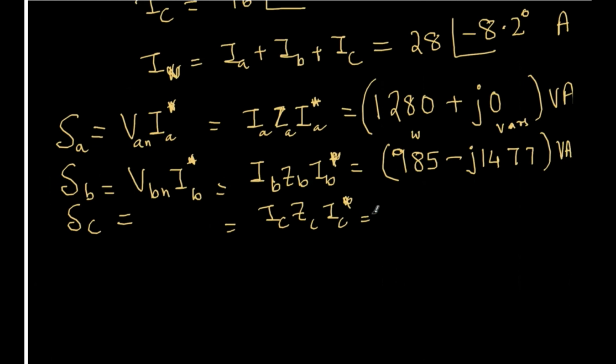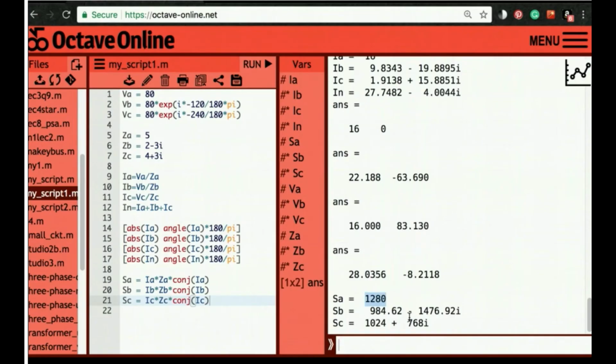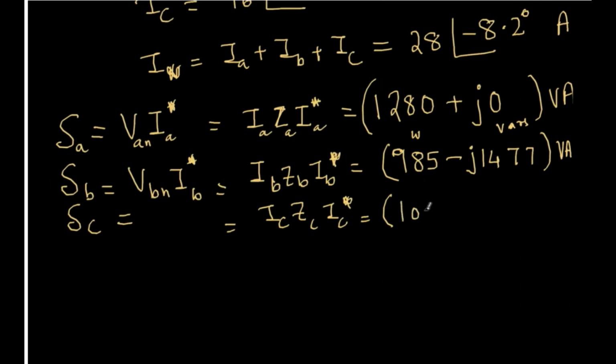Similarly, what is the SC? The SC is C phase, 1024 plus J768. So these are complex powers consumed by the load. So I'll just indicate this.